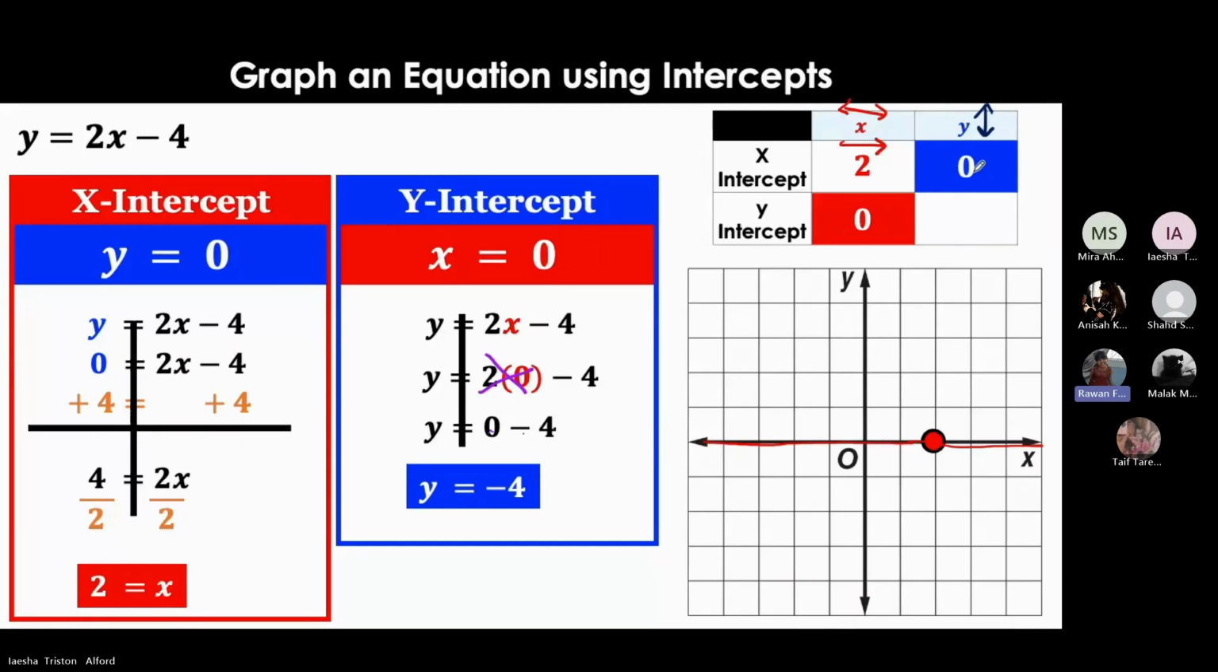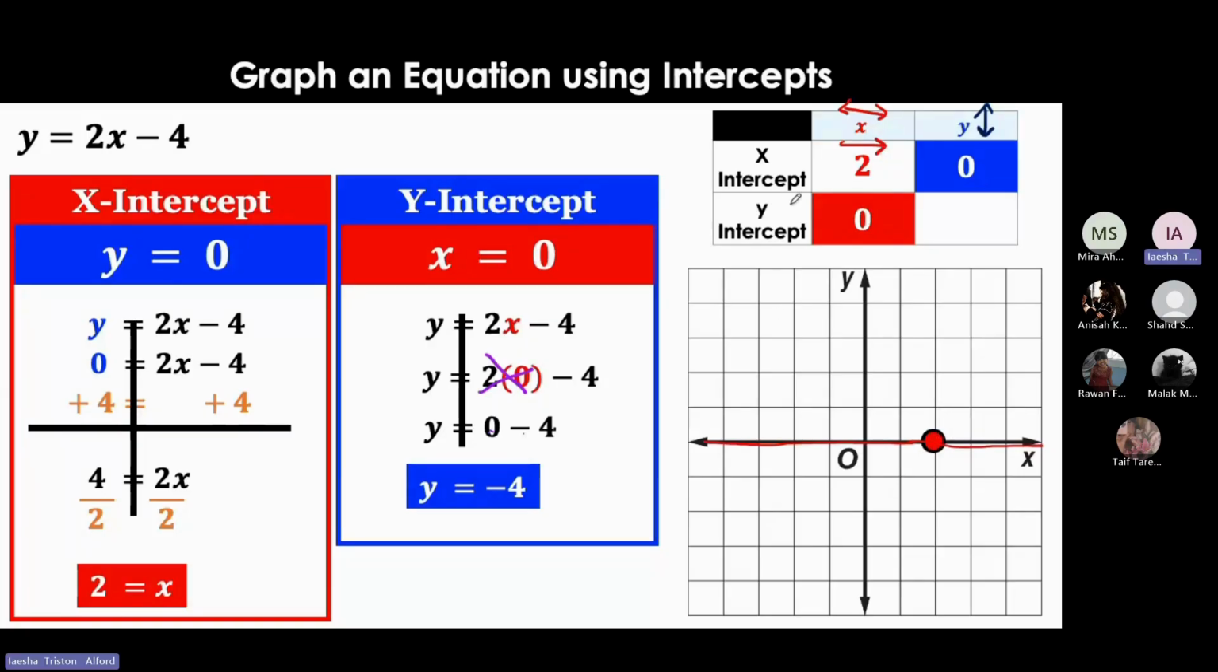We don't move. Stay. We don't move. So if we're starting from 0, we should go right 2 units. And then we're going to stay. We're not going to go up. We're not going to go down. This is where the point should be.